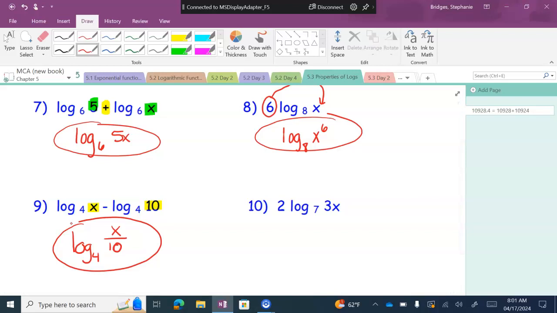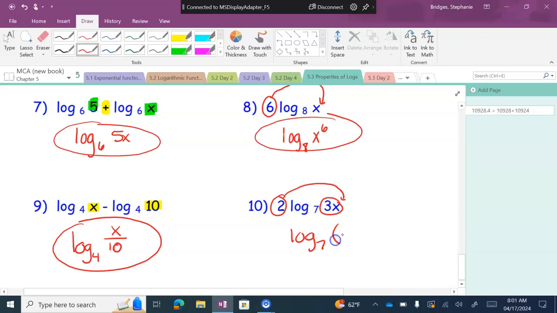And here's where 10 is tricky. What is my argument in number 10 as it sits right now? 3x. So when I take that 2, does that 2 go to just one part of the argument or the entire argument? The entire thing. So what we're going to do is take this and move it as an exponent, but on that whole thing. So this is how I need to write it.